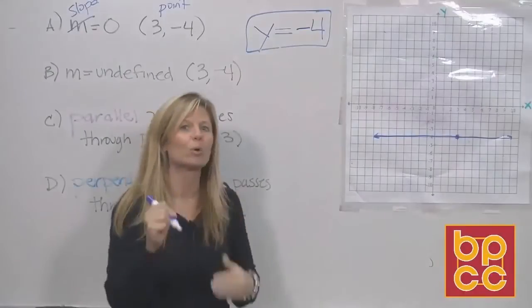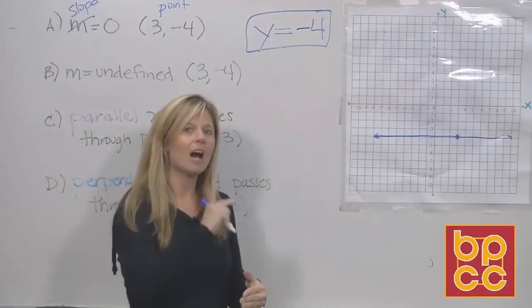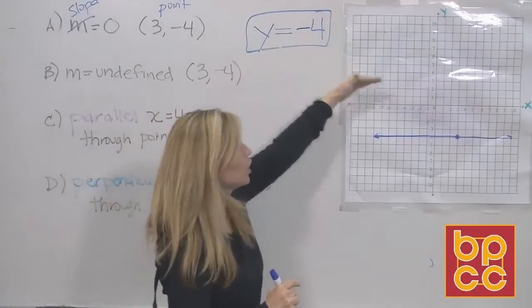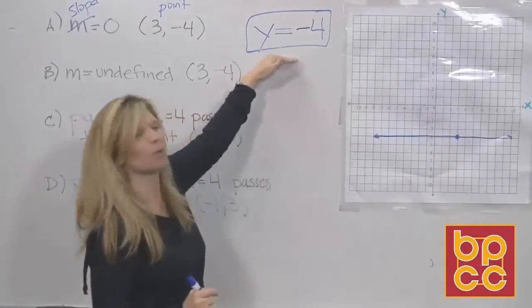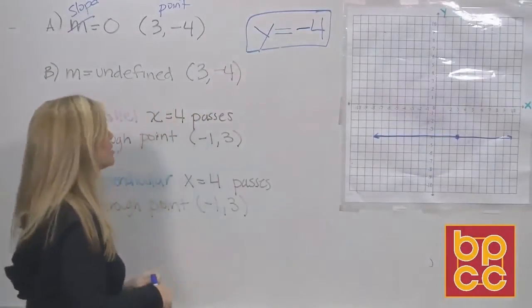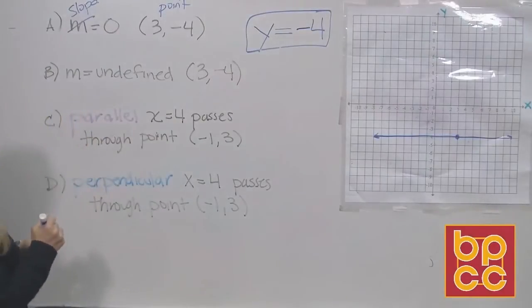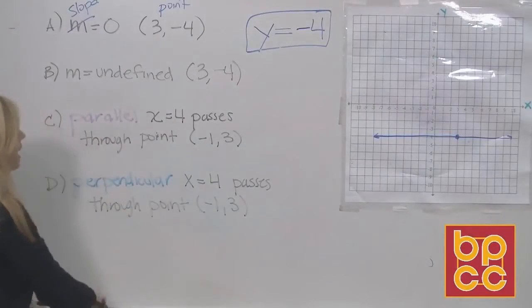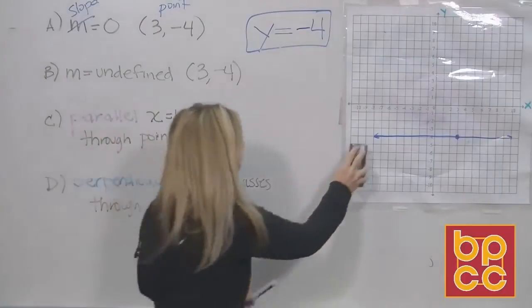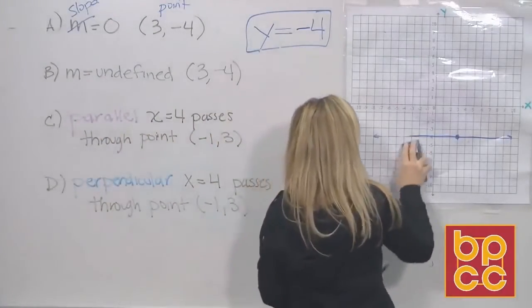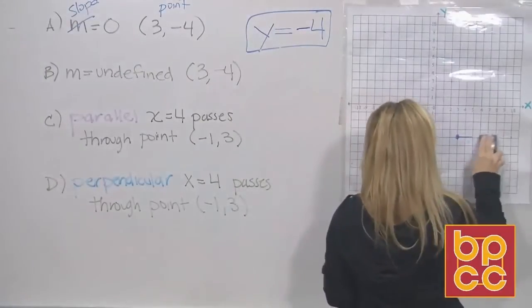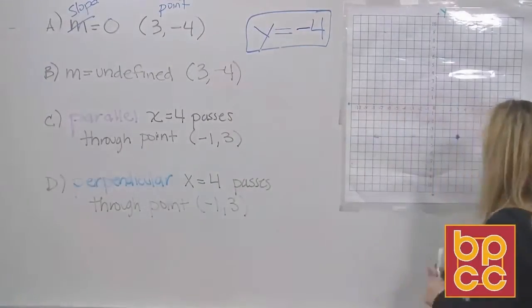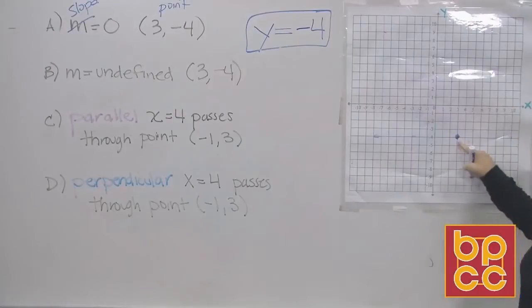So we went backwards today. In the other module, I would give you the equation, you would draw the picture. We're drawing the picture first to come up with the equation. All right, let's go to the next one. The next one, I have the same point, 3, -4. All right, so let me erase this. So here's that same point, 3, -4.